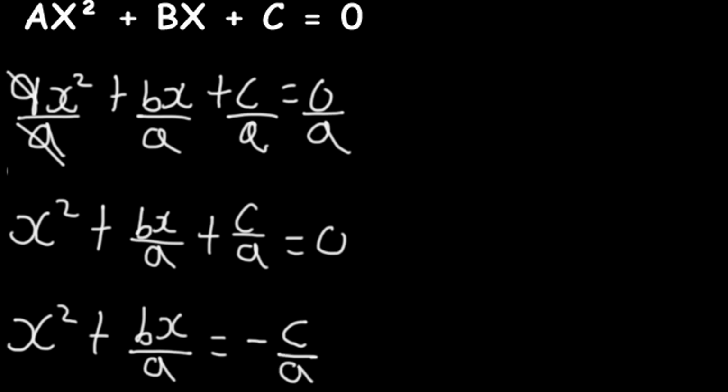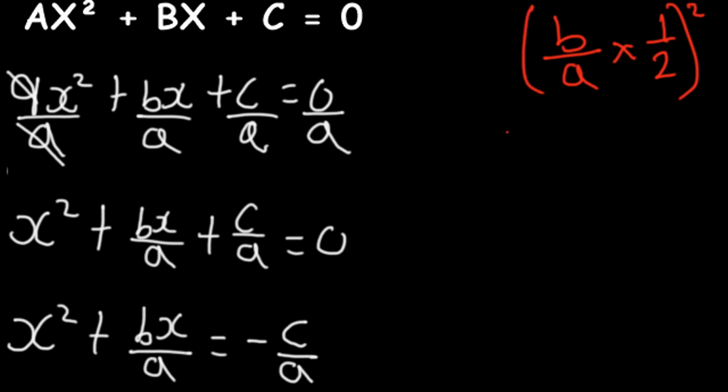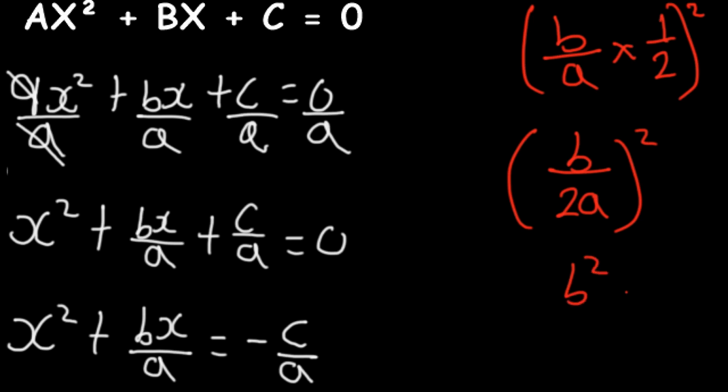Now, the next thing we need to do is to multiply the coefficient of x by half, square our result, and add it to both sides. The coefficient of x turns out to be b over a. So we have to multiply it with half, 1 over 2, and we have to square the result. So b over a times 1 over 2 turns out to be b over 2a, and its square becomes b squared over 4a squared.